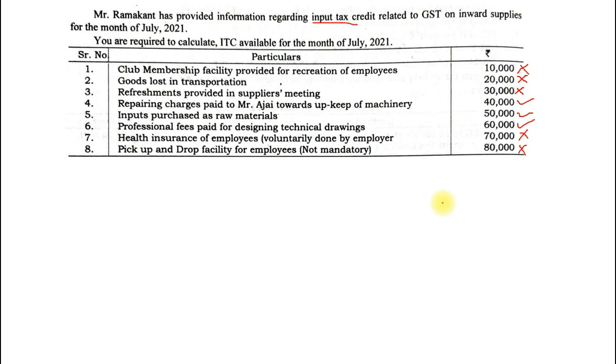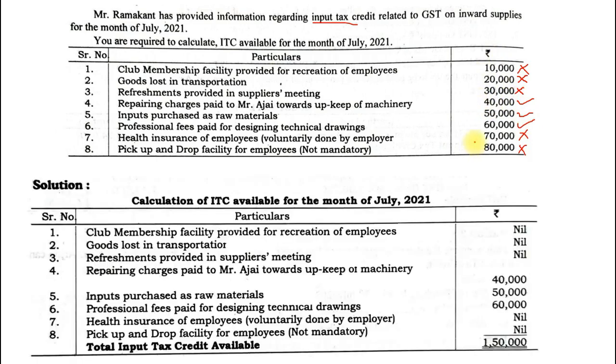Okay, now in order to solve it, it is the same. You just have to note down those items, those particulars. Wherever we have put the cross, those are not availed under ITC, so we'll write nil, and whichever are tick marked will be the values. Okay, so this is how your solution should look. Club membership not availed, goods lost cannot be availed, refreshment not availed. Repairing charges, yes. Input of raw material, yes. Professional, yes. Health insurance, not available. Pickup and drop, not available. We add up and we get our 1,50,000 as the total input tax credit available. Okay, very simple. It's only based on those rules. Okay, this was the very first sum.